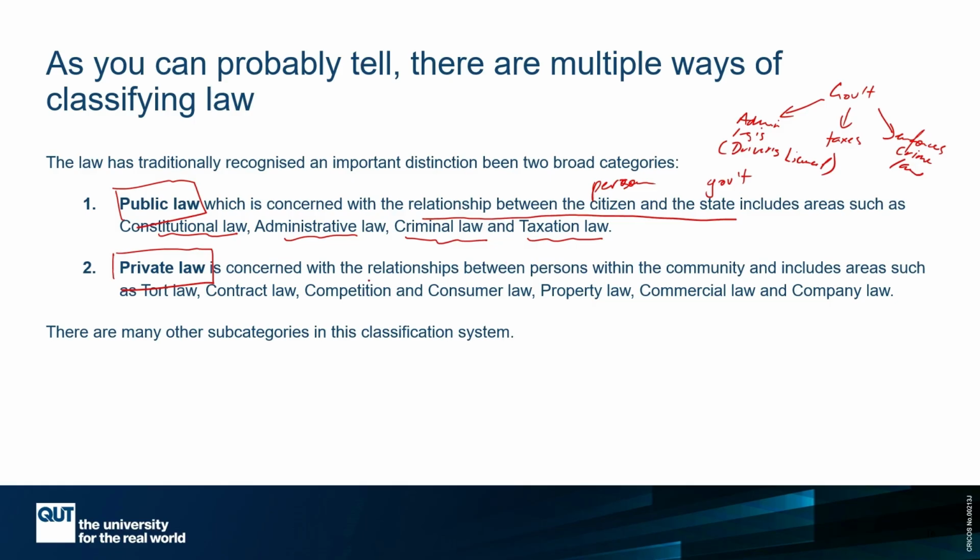Private law is about relationships between citizens. So that would be an example of, I have a contract with you. It's about our relationship with each other. Property rights, commercial law, company law. They're the kinds of good examples from business around private law.